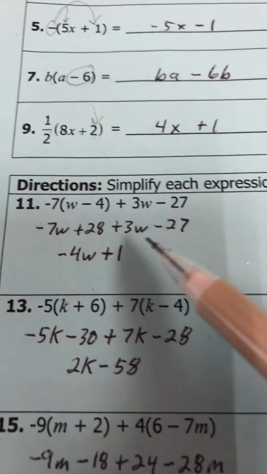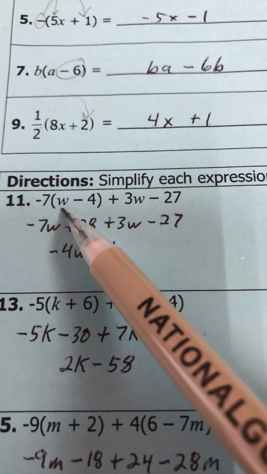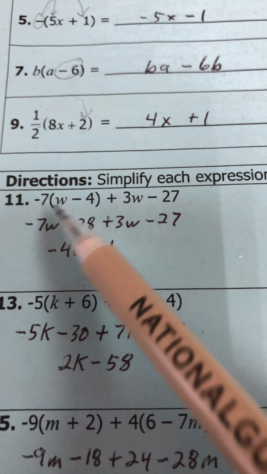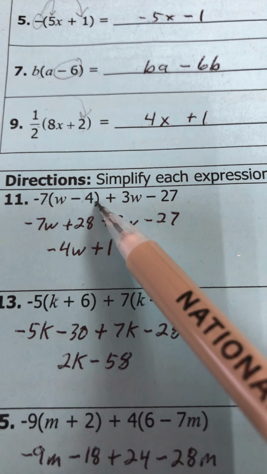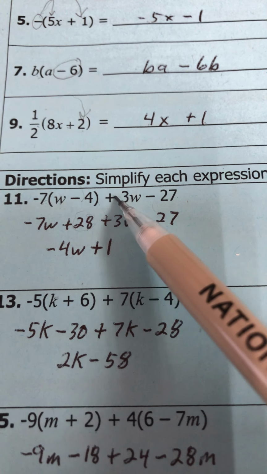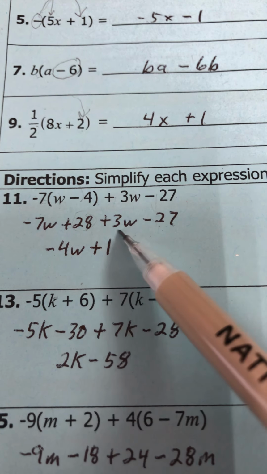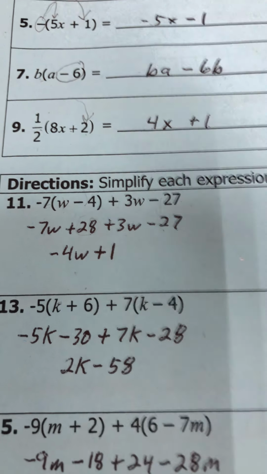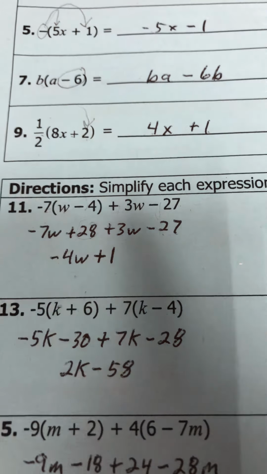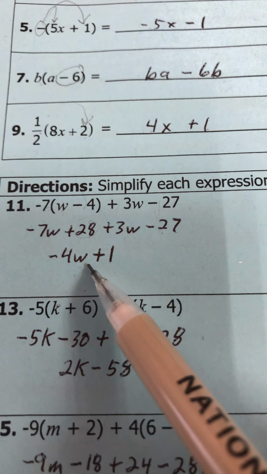Now we have a little bit of combining like terms. You'll see I use the distributive property, the negative 7 times the w, and the negative 7 times the negative 4 gives me the positive 28. I rewrite all this stuff down here. I combine like terms. This is as far as I can go for this expression. I have negative 4w plus 1.